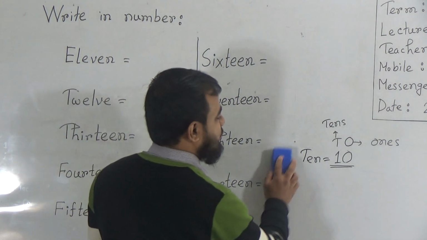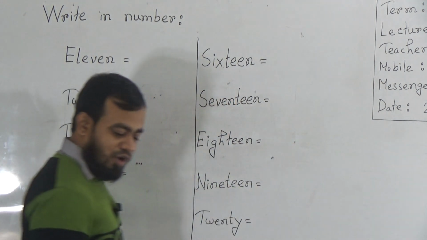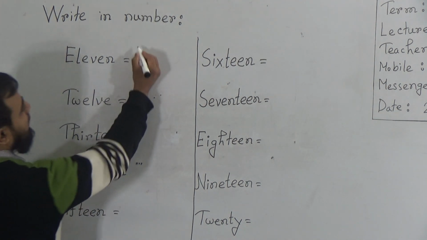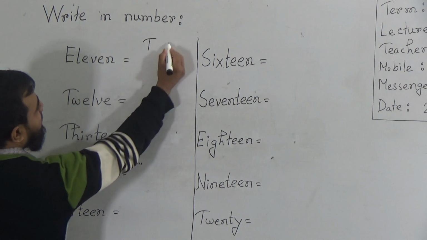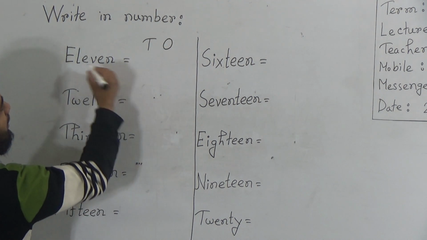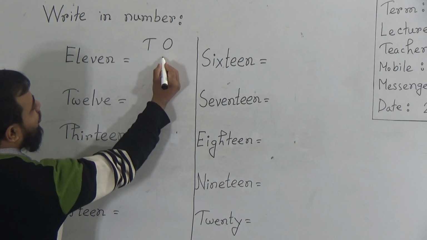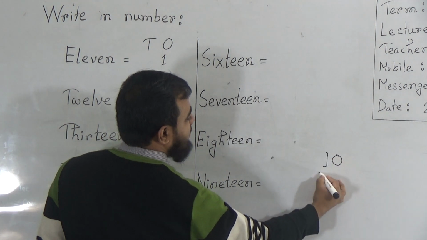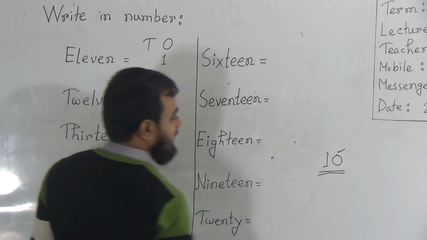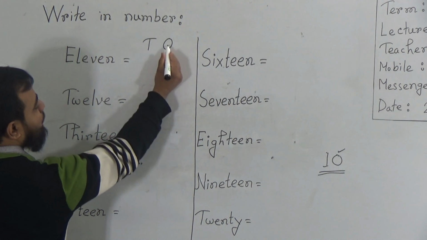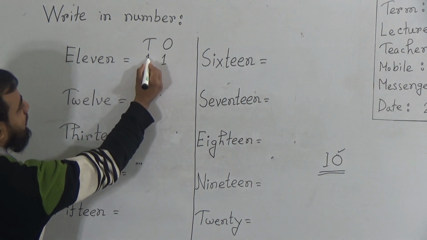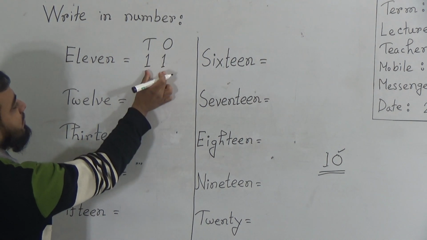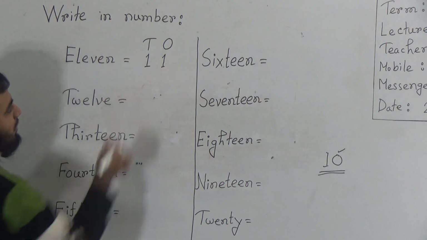Now in this way we should write down all the numbers from 11 to 20. The first number we need to write down is 11. That means we need to write down the tens position number and the ones position number. In the ones position, we need to write down 1, because after 0 we get 1. And in the tens position, we need to write down 1. So 1 and 1 make 11.